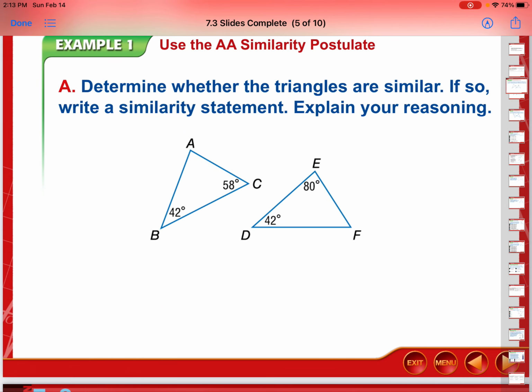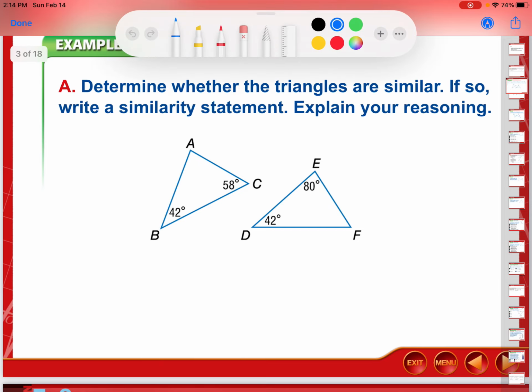Using this, we are supposed to determine whether the triangles are similar. If so, write a similarity statement. Explain your reasoning. So right off the bat, what I see is we have two angles listed in each of these triangles. One of them is congruent, and that would be angles B and D. However, the other two are not. But these are different angles in their relative position.